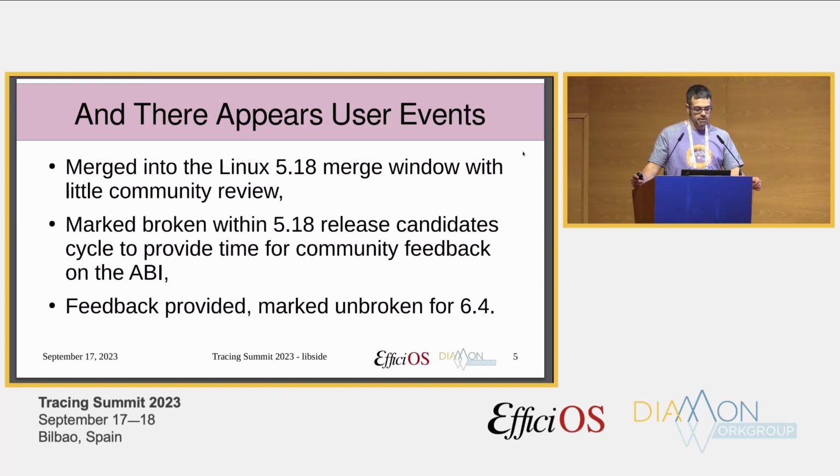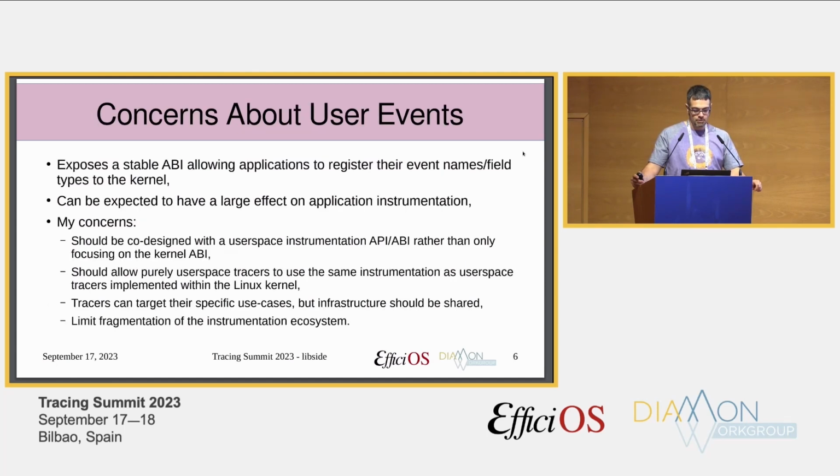I worked closely with Beau Belgrave from Microsoft. I provided feedback, which led us to mark it unbroken for 6.4. Some of my main concerns about user events: one of those was that it exposes a stable ABI that allows applications to register their event names and field types to the kernel. So I can expect this to have a large impact on application instrumentation in the future.